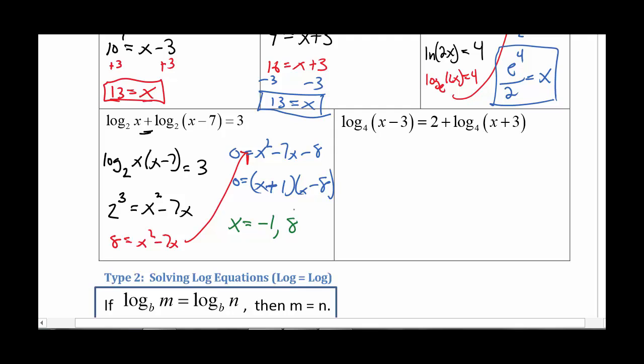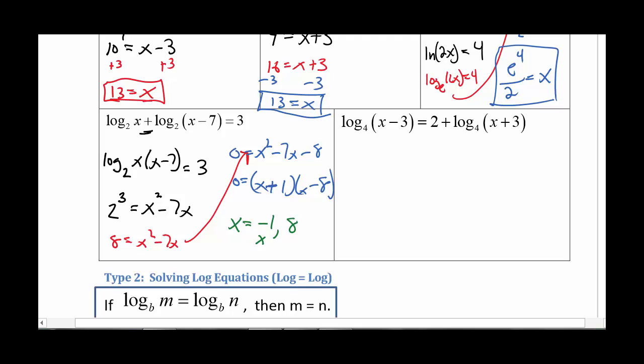Okay, so remember, before we get excited and circle both of these, I need to check them. So let's take the negative 1. Already we've got a problem. We're taking the log of a negative 1. So it violates domain restriction there. So x equals negative 1 can't work. 8, on the other hand, I replace the x with 8.